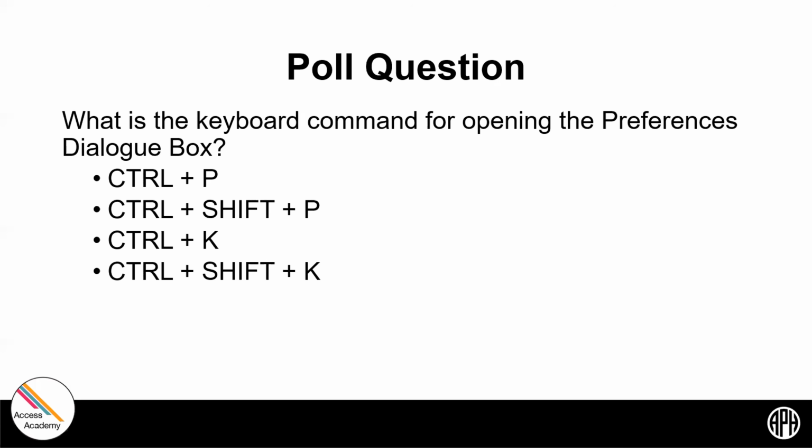Wanted to see if you followed along with one of the things Liz was showing you. So the question is, what is the keyboard command for opening the Preferences dialog box? We were just in there looking at all sorts of things. How do you open that with the keyboard? Is it Control plus P, Control plus Shift plus P, Control plus K, or Control plus Shift plus K? How do you open that preferences dialog? Which of those four gets you there?